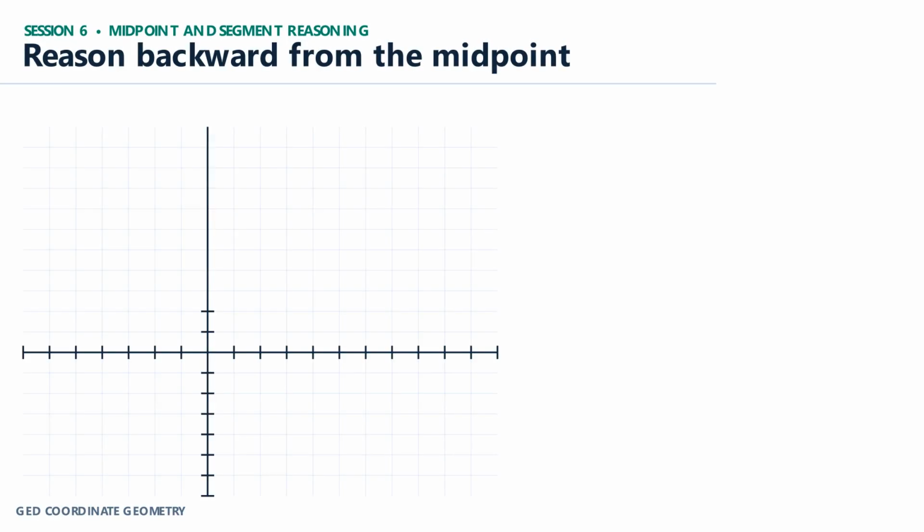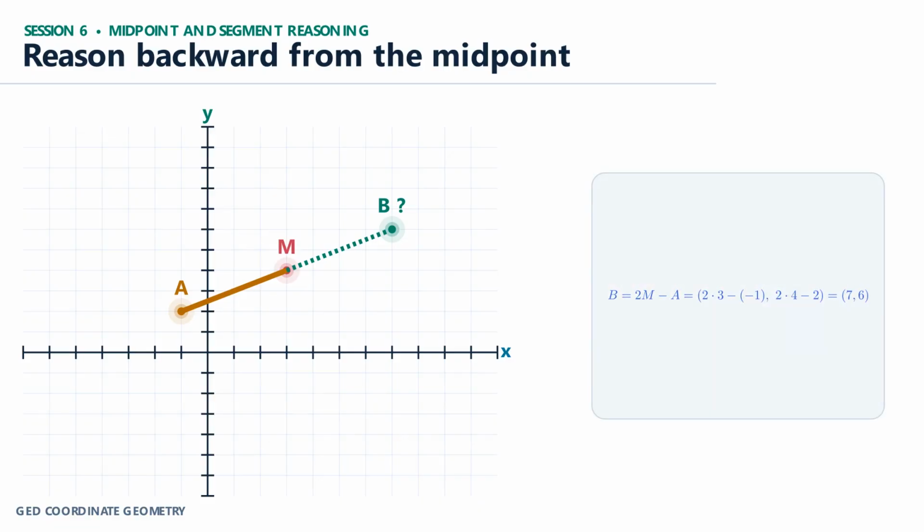For a missing endpoint, double the midpoint and subtract the known endpoint. If midpoint M is (3, 4) and endpoint A is (-1, 2), then Bx equals 2 times 3 minus (-1), or 7. By equals 2 times 4 minus 2, or 6. The missing endpoint is (7, 6). Verify that A to M and M to B have equal coordinate changes.